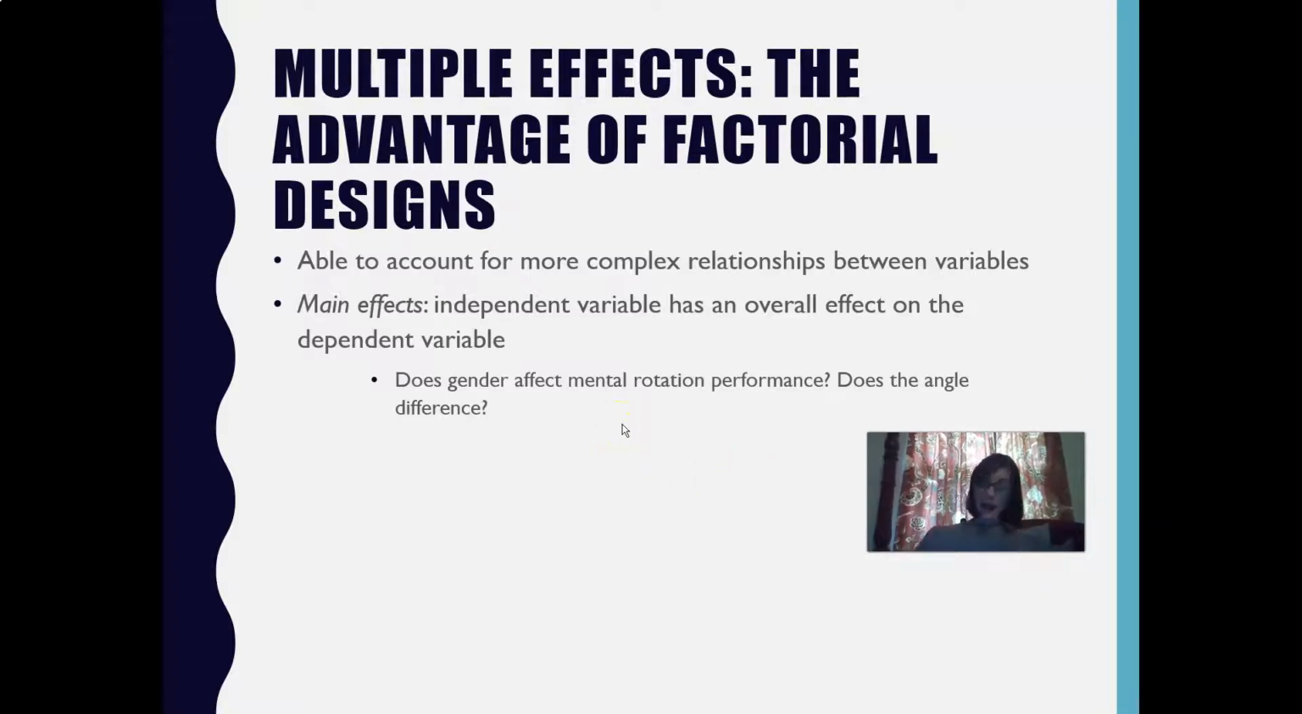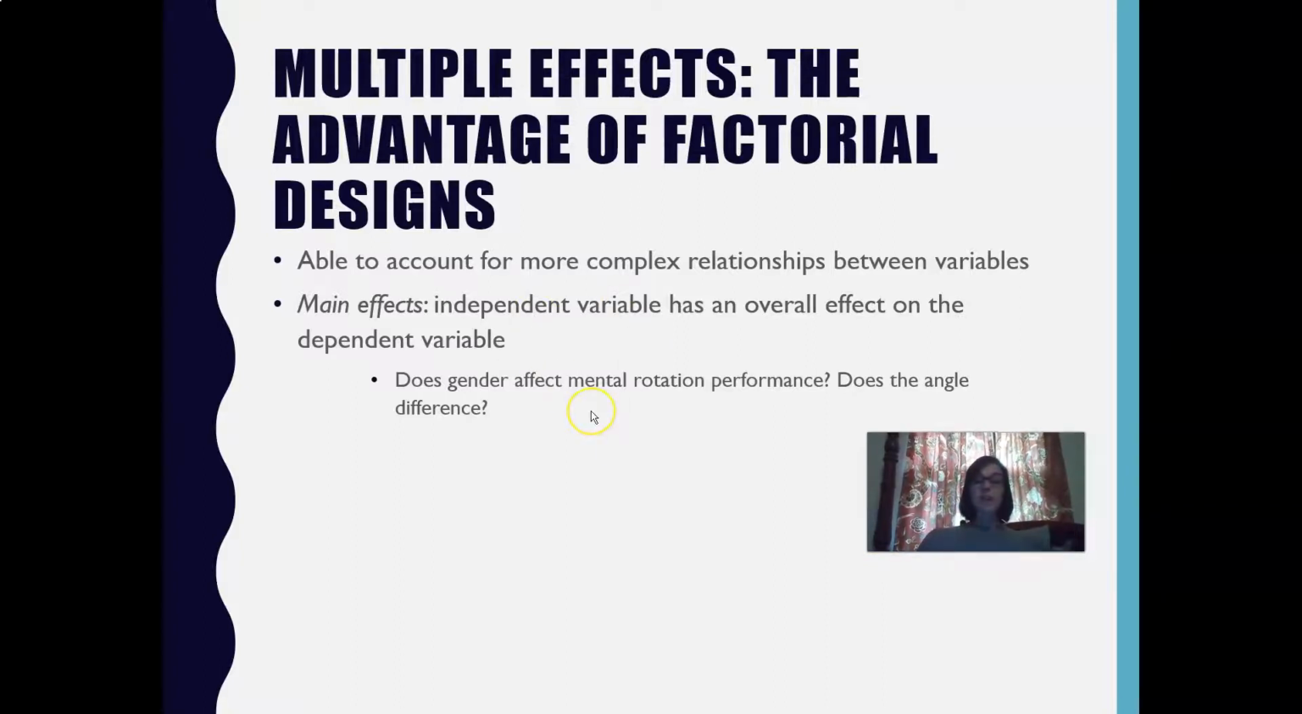A main effect is when an independent variable has an overall effect on the dependent variable. So it's kind of like what we saw for our single factor design. So for example, alcohol has an effect on aggression. In a factorial design, that would simply be considered a main effect.